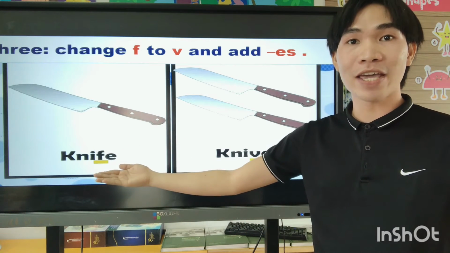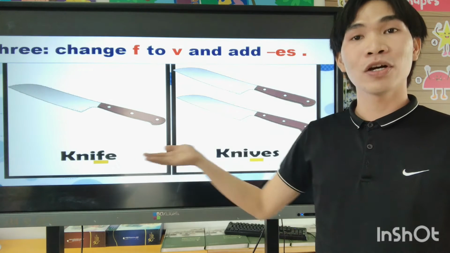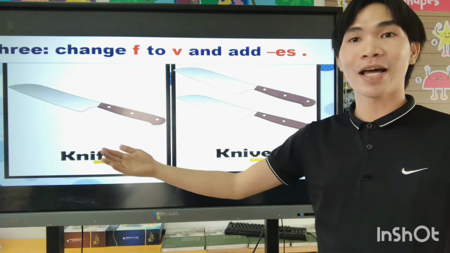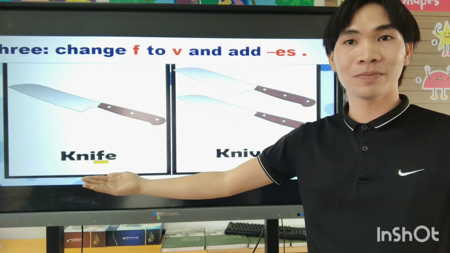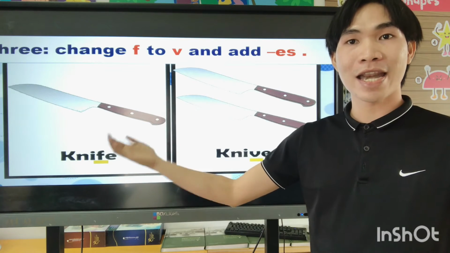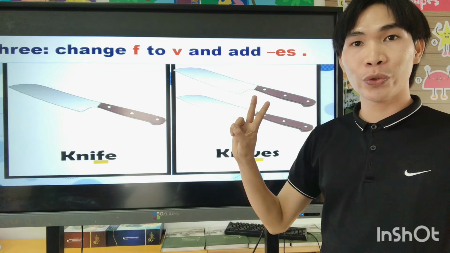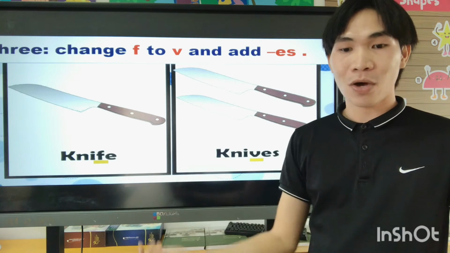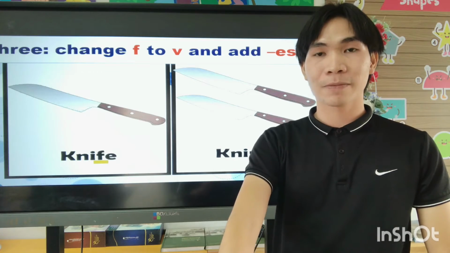Example here, knife. Plural, knives. Good job. Again, knife, singular. 1 knife. 2 knives. Okay. Now, let's proceed to some examples.